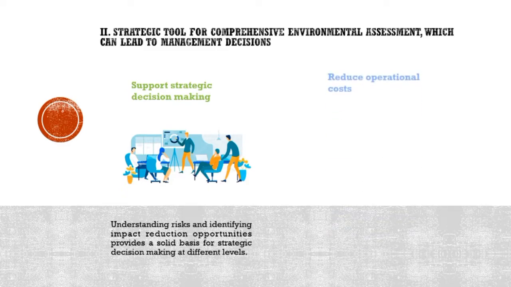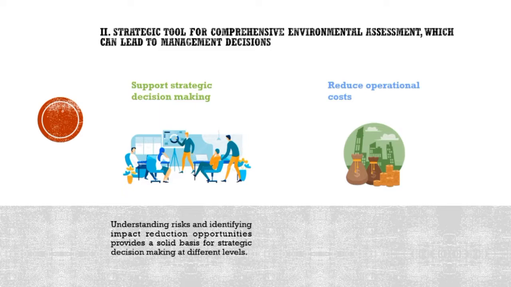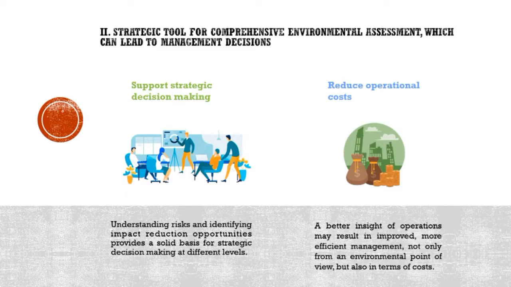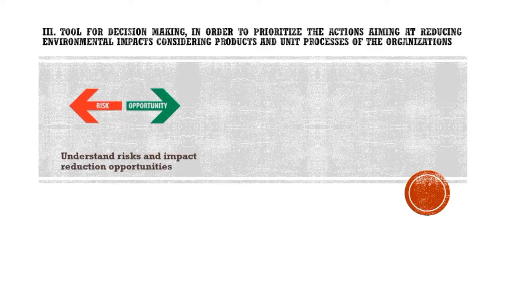Moreover, it can reduce operational costs. With an improved, more efficient management, not only from an environmental point of view will be resulted, but also in terms of costs. Thirdly, OLCA is a tool for decision-making, in order to prioritize the actions aiming at reducing environmental impacts considering products and unit processes of the organizations. This can be achieved by understanding risks and impact reduction opportunities.